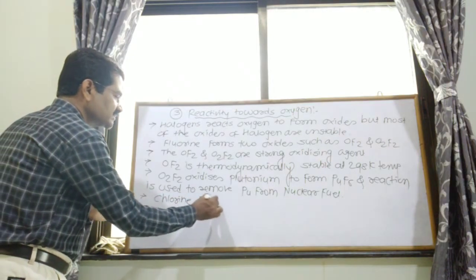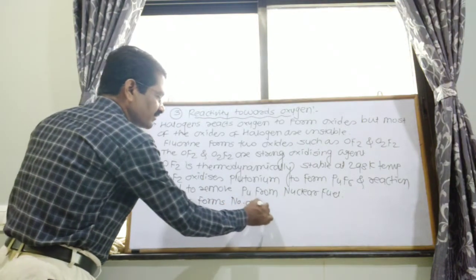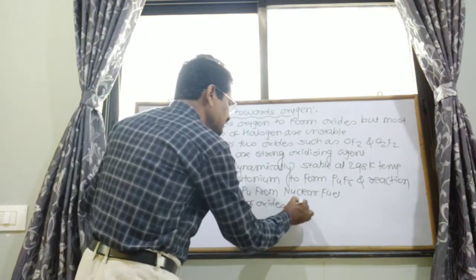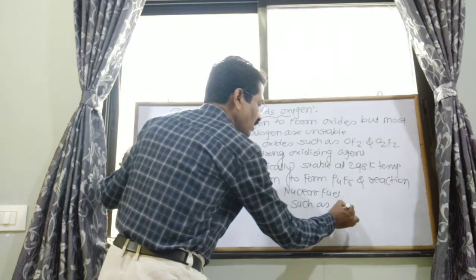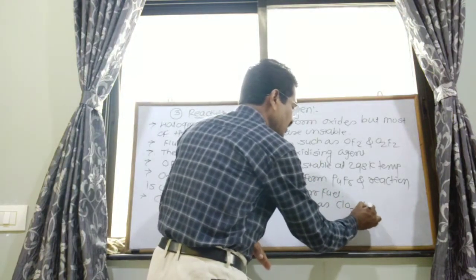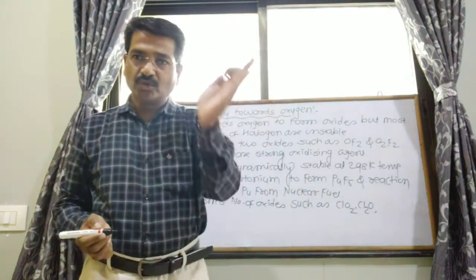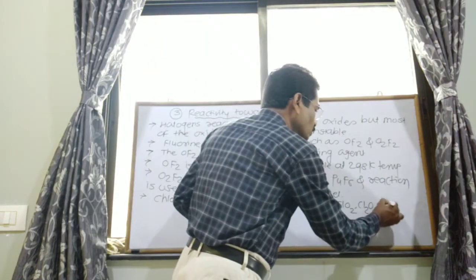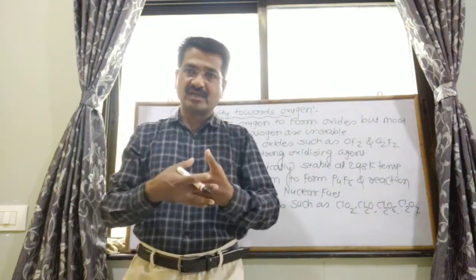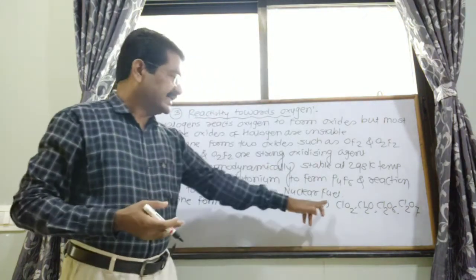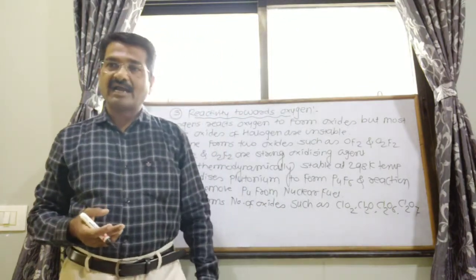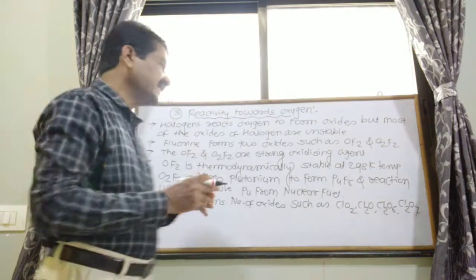Then the second halogen, chlorine, forms a number of oxides such as ClO2, first chlorine dioxide, second Cl2O, third one is the Cl2O6, Cl2O7, etc. Chlorine can react with oxygen to form a number of oxides, that is ClO2, Cl2O, Cl2O6 and Cl2O7, which are highly reactive oxidizing agents.